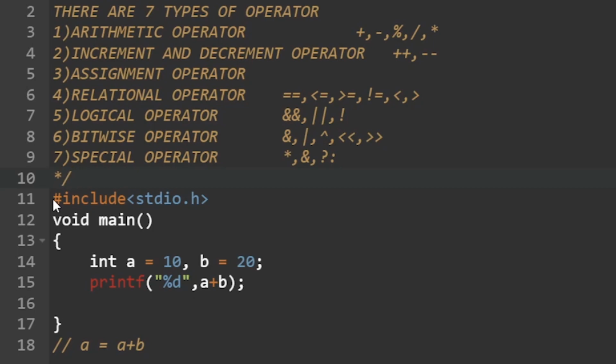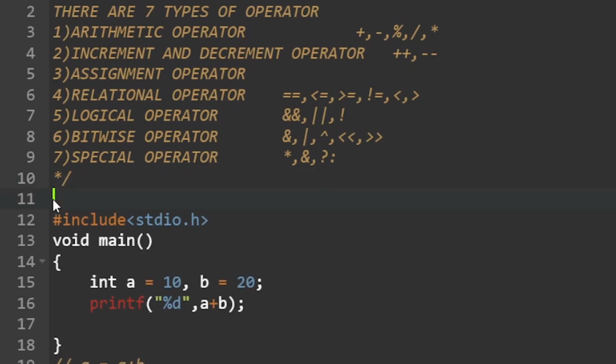Today we are going to learn about operators in C, which is one of the last topics in C tokens. So let's get started. What is an operator?